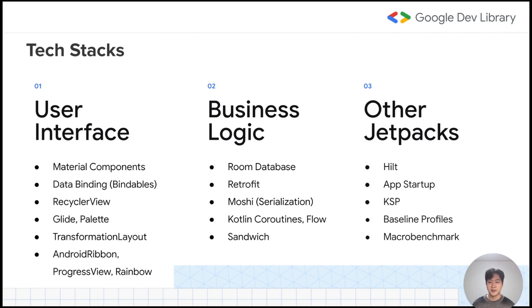In the other parts, Pokedex was built with Hilt for dependency injection, App Startup to configure app initialization, and Baseline Profiles and Macrobenchmark to improve app performance. In this talk, we will not cover all of those dependencies. Instead, we will focus on the implementation, especially the overall architecture and key open source libraries that are used to build Pokedex.